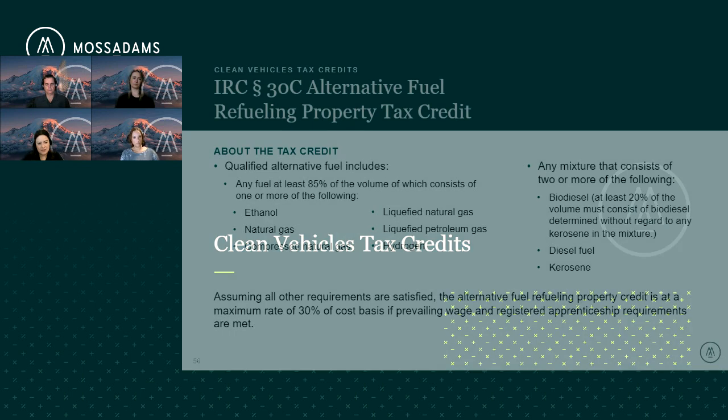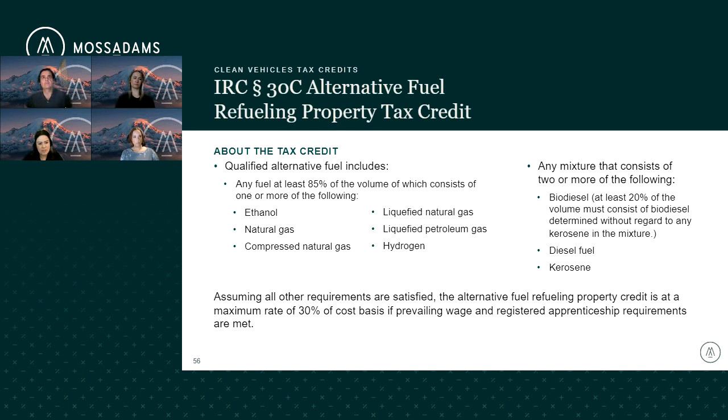Next is the clean vehicles tax credit. So this is going to be for alternative fuel refueling property tax credits. Essentially, the best example is just an electric vehicle charging station. So, if you're putting those in, whether it's part of your business or in other areas, to incentivize people with electric vehicles to be able to travel and get their vehicles powered, this could be something that could be beneficial.